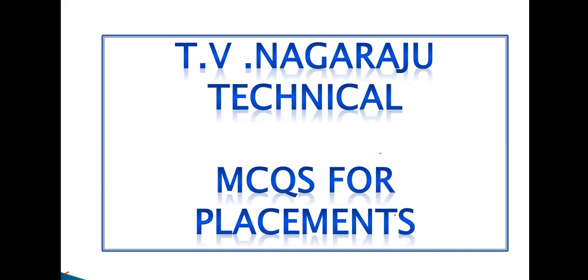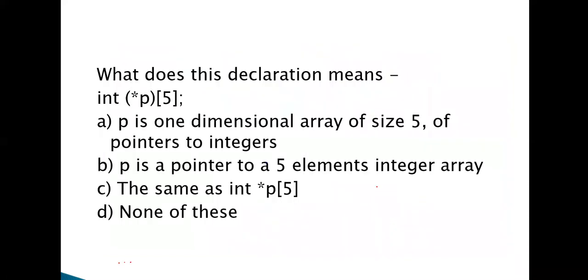Today we will discuss some more MCQ questions. The first question is, what does this declaration mean? We have a declaration int *p[5].